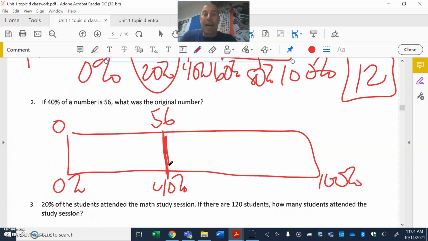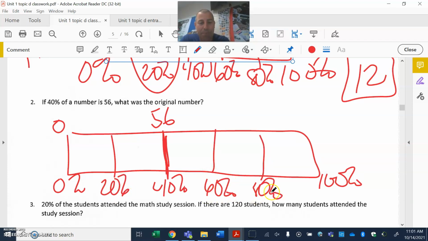All right, what do you want to count by? Well, we're back at it again, the 20s. If we count by 20s, we'll land on them there. So 20%, 40%, 60%, 80%, 100%. I see 56 here. It takes 2 boxes to get to 56. So if I take 56 and divide it by 2, because remember, it's only 2 boxes to get to 56. The other times, it took 5 boxes to get up to the 60. It's only the 2 that's here.